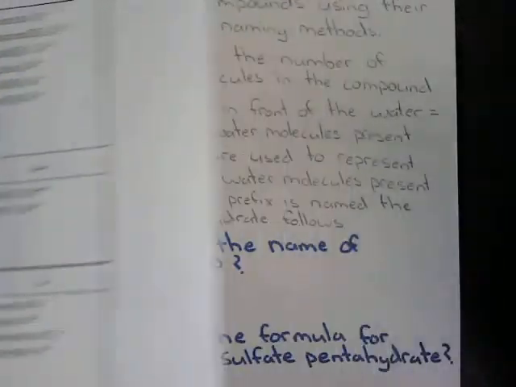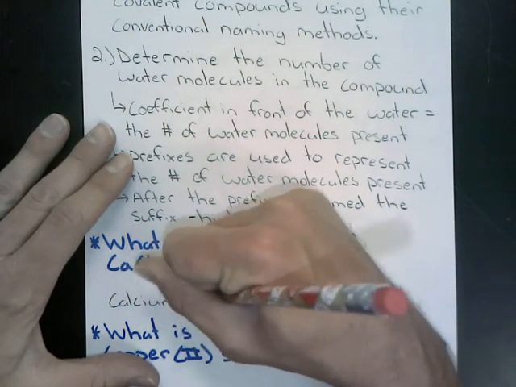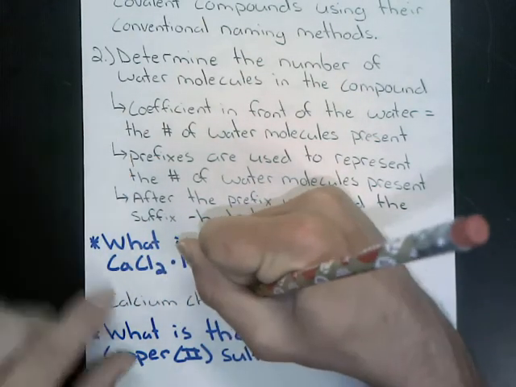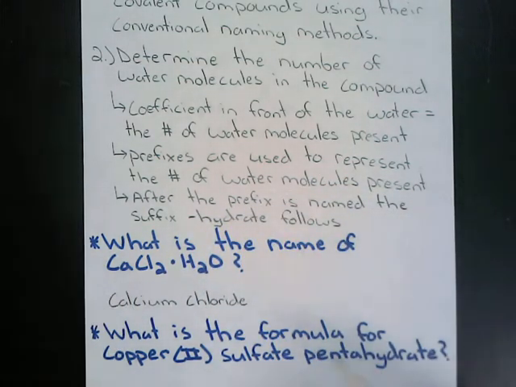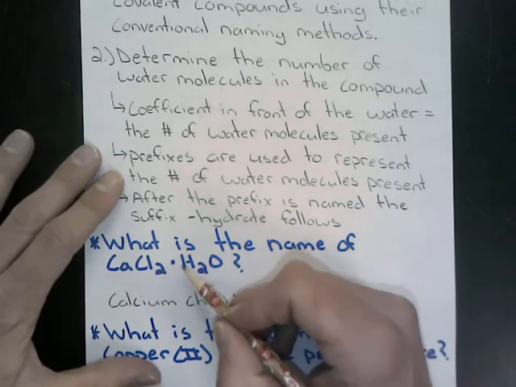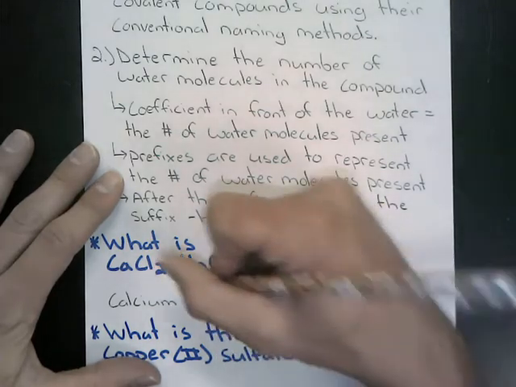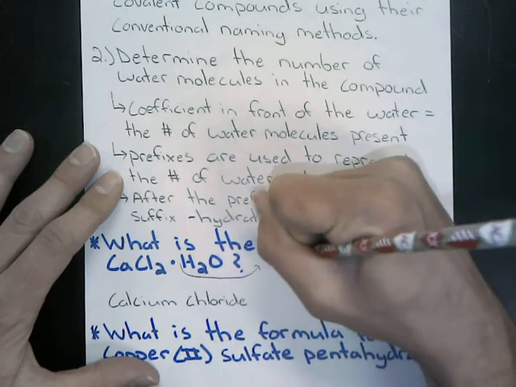Remember, we chop off that ending and add -ide. So we have the formula CaCl2, or the name calcium chloride. Now we worry about this business of this attached water. If you remember, the number in front has to be represented by a prefix. Well, there's no number, so we assume that we have one.